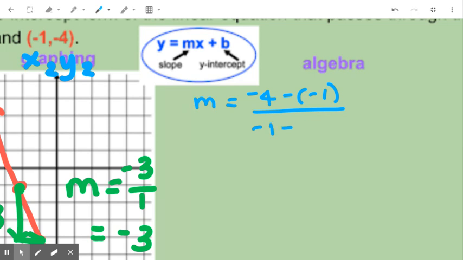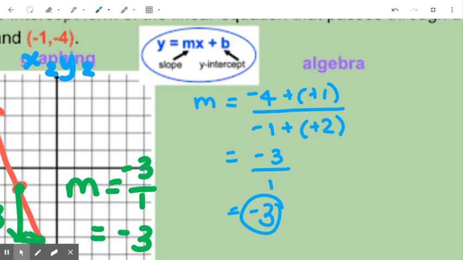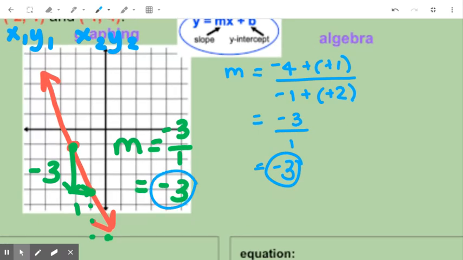-1 minus -2. It's really easy to mess up with your signs, so you've got to be careful when you have all those negatives. Minus -1 is really going to be -4 plus 1, so that's a -3 on top. On the bottom, minus -2 becomes +2, and when I add those two numbers together, I get 1. So my slope is -3. And that's good because that's what I found over here when I found my slope.